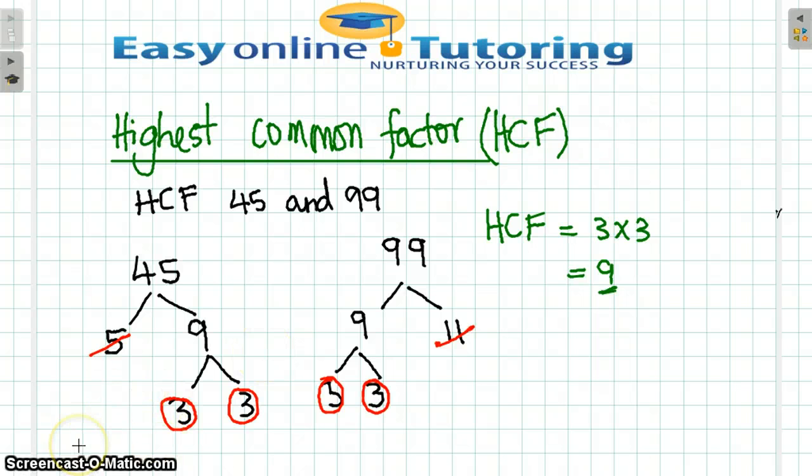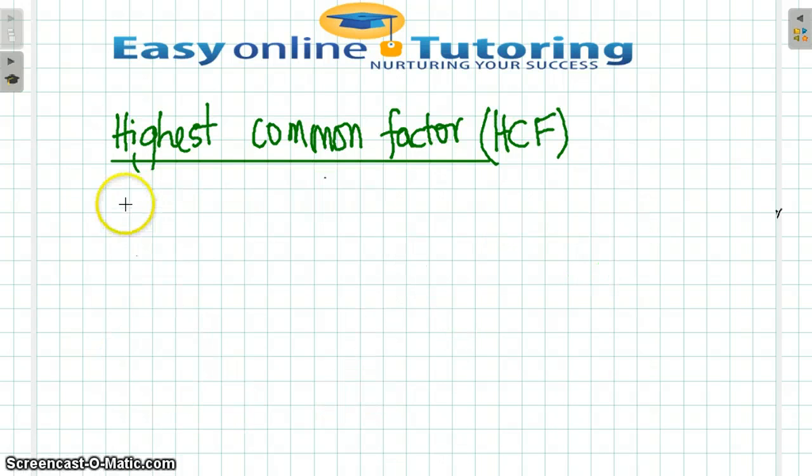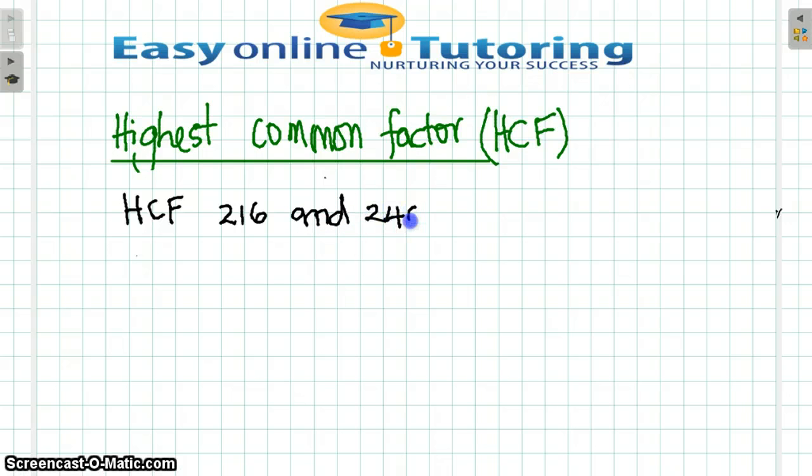That was quite straightforward. So let's see if we can do something now with even larger numbers. What do you do when you have to work out the HCF of two numbers that are quite large and do not fall into the times tables of 12 up to 12? In this example I'll show you. Right, we've got 216.